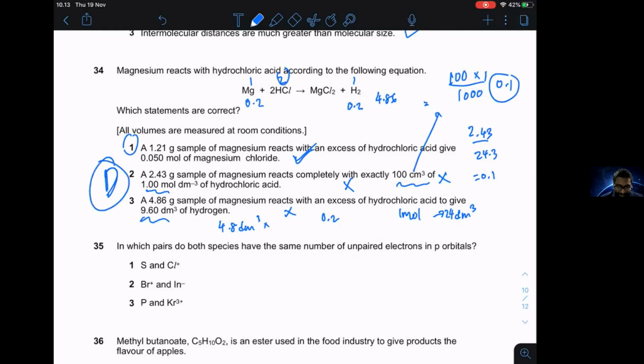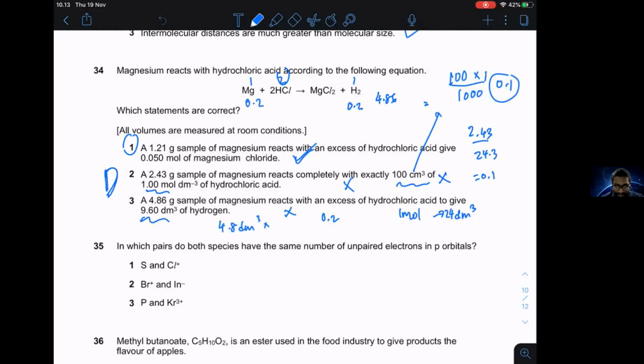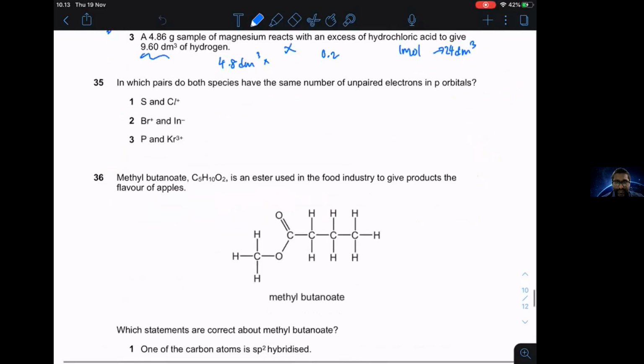Now, 35. In which pair do both species have the same number of unpaired electrons in p orbitals? We need to write this down. Sulfur, you need the periodic table for this. Sulfur is 16.